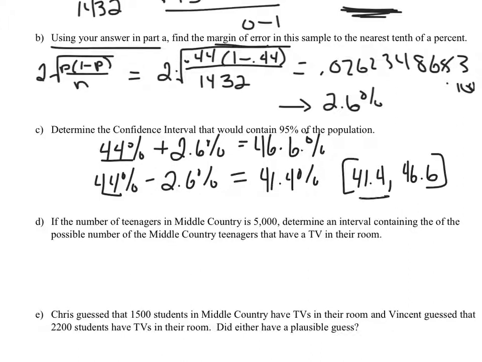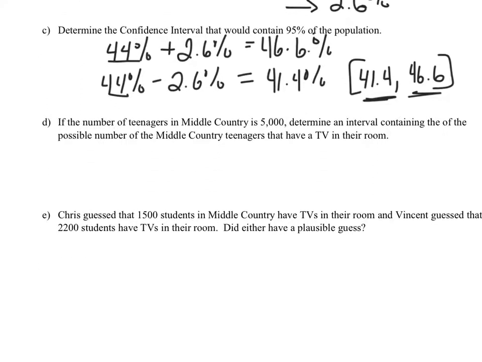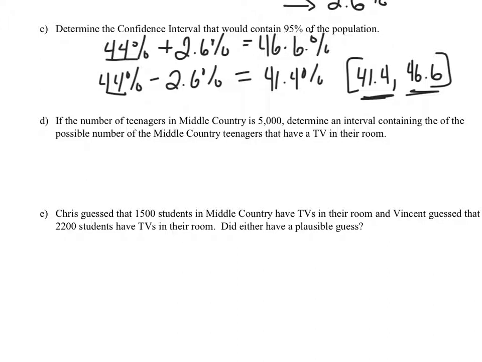This is telling us the percent of people. If I went to a different place and wanted to make an educated guess as to how many teenagers have a TV in their room, this would be a good guess: somewhere between 41.4 and 46.6%. So that's what we're doing here.